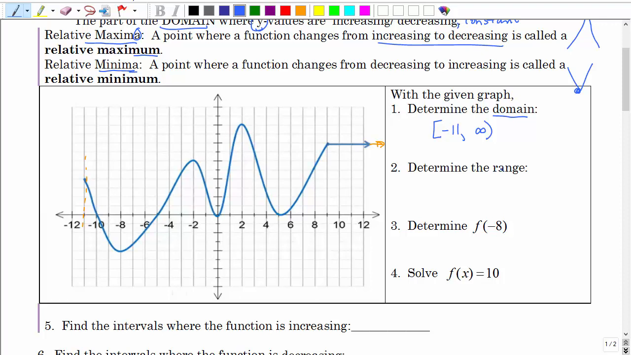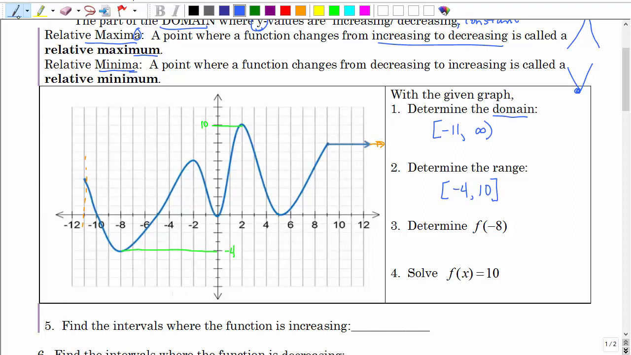Then we want the range. Remember, that's the low to the high. So this looks like the low point. That looks like the high point. That looks like from -4, 2, 4, 6, 8 to 10. So we have bracket -4 to 10 bracket.